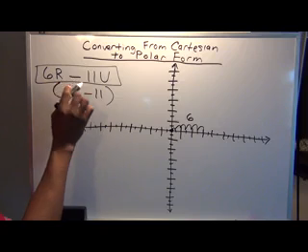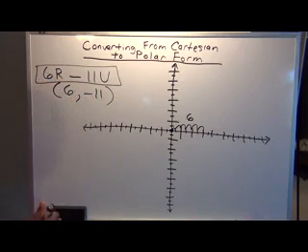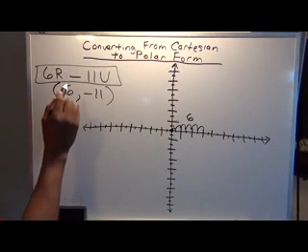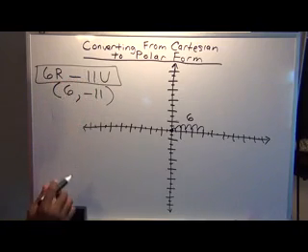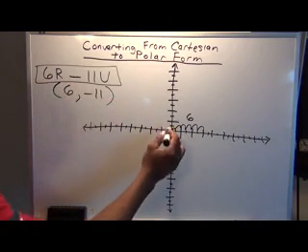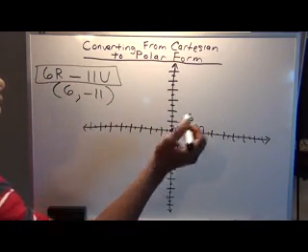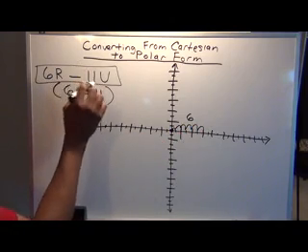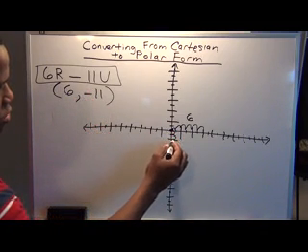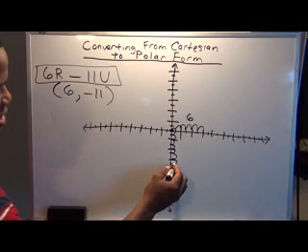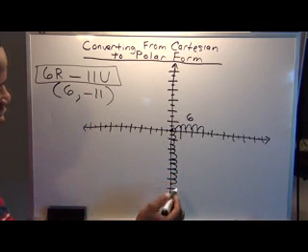If it said plus 11u, that would mean move 11 units up on the coordinate plane, since u means up. But since it says minus, that means move in the opposite direction of up. And the opposite direction of up is down. So we move 6 units to the right. 1, 2, 3, 4, 5, 6. And then we move 11 units opposite of up, which is down. So that's 1, 2, 3, 4, 5, 6, 7, 8, 9, 10, 11.